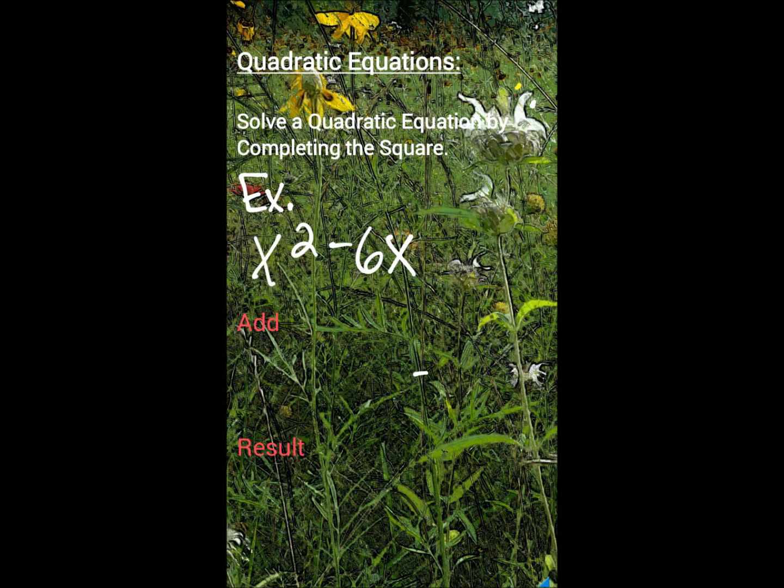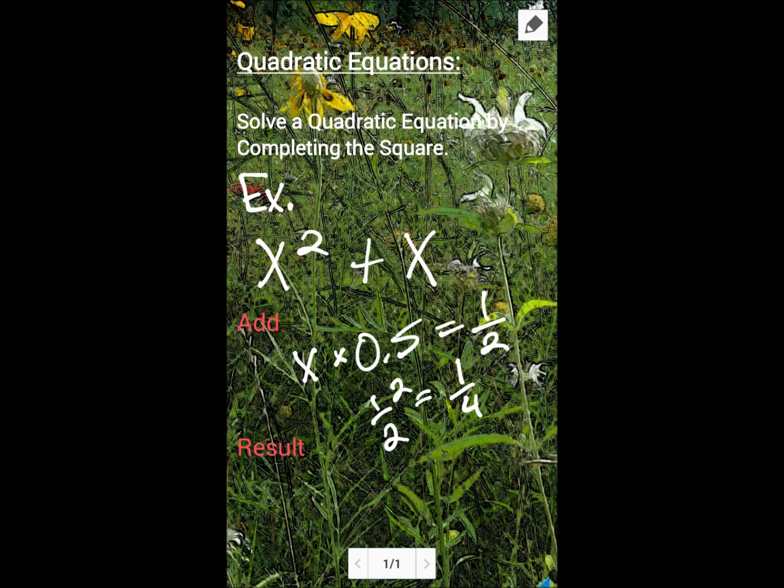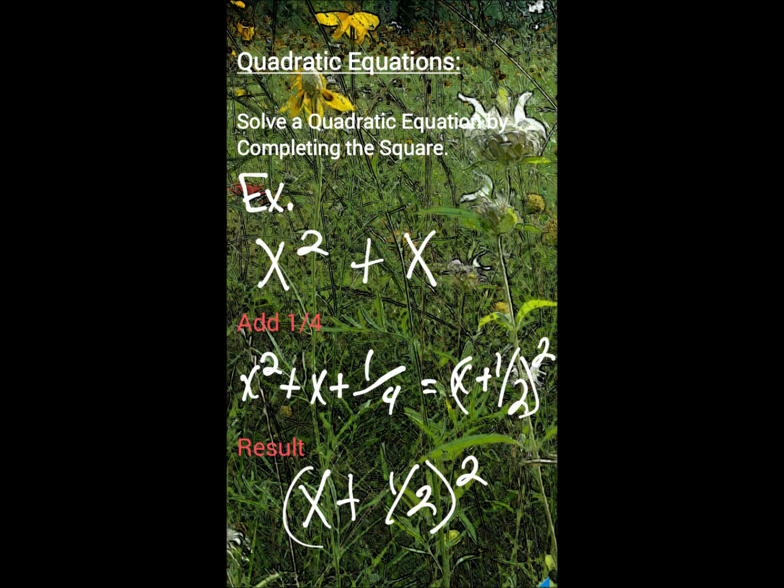Another example is x squared minus 6x. Take 1/2 of 6, which is 3, and we have negative 3 squared equals 9. Also, we have x squared plus x. So we take 1/2 of the coefficient of x, which is 1/2. 1/2 squared equals 1/4. So therefore we have x plus 1/2 squared. We have completed the square.